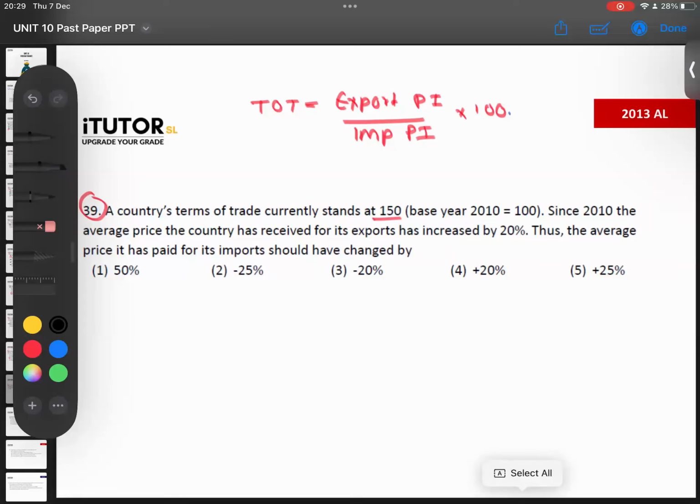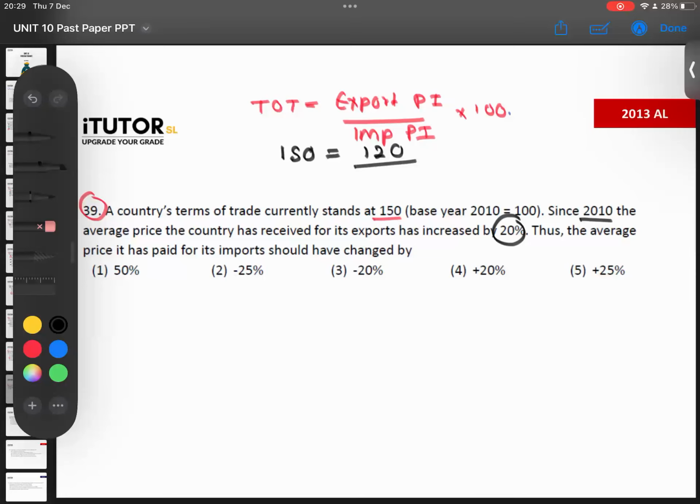So they are saying the terms of trade is 150. And they are saying since 2010, the average price the country has received through exports has increased by 20%. So that means how much is my export price index now? In the base year, export price index is 100. Now it has increased by 20%, which means now it has to be 120.